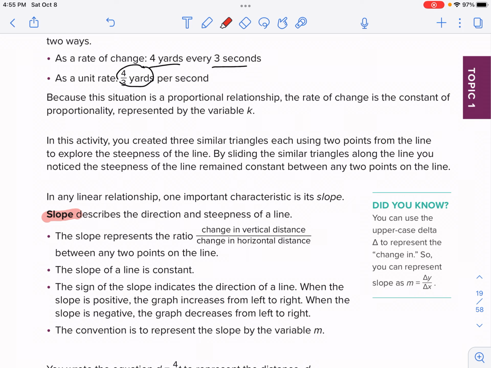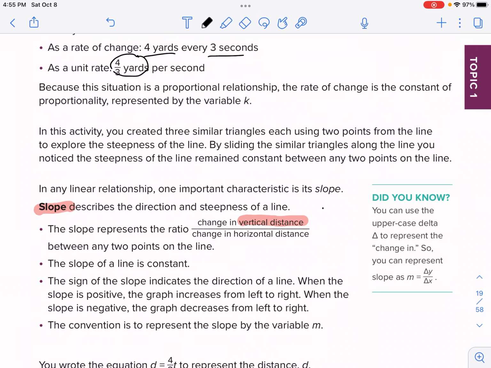It's written as a fraction. It is a ratio of the change in our vertical distance, how much we go up and down, over the horizontal distance, how much we go left and right. Typically we'll characterize this as something else, and you'll hear this in your future math classes. The change in vertical distance is what we call our rise, and the change in horizontal distance is how much we run. So slope is rise over run.